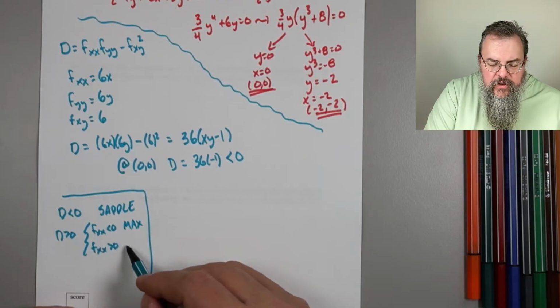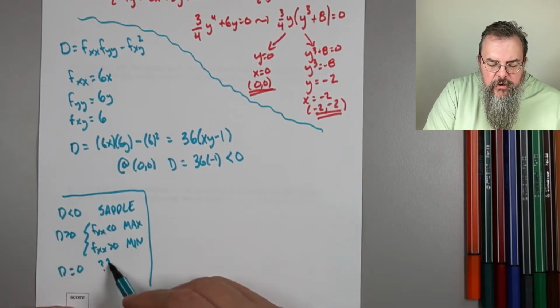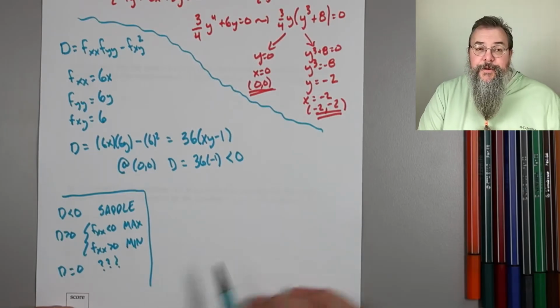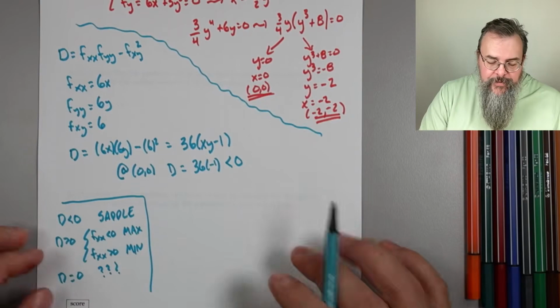Fxx greater than 0, that's a min. And if D equals 0, we don't know. We don't have the tools. Okay, so we got negative. That's how we knew saddle.